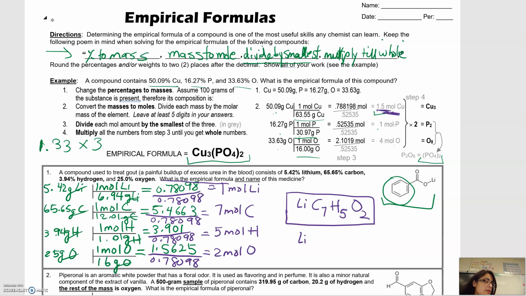Let me get my periodic table too. So we know Li is lithium. And if you look in the polyatomics, C7H5O2 is benzoate. So this is lithium benzoate. Okay.